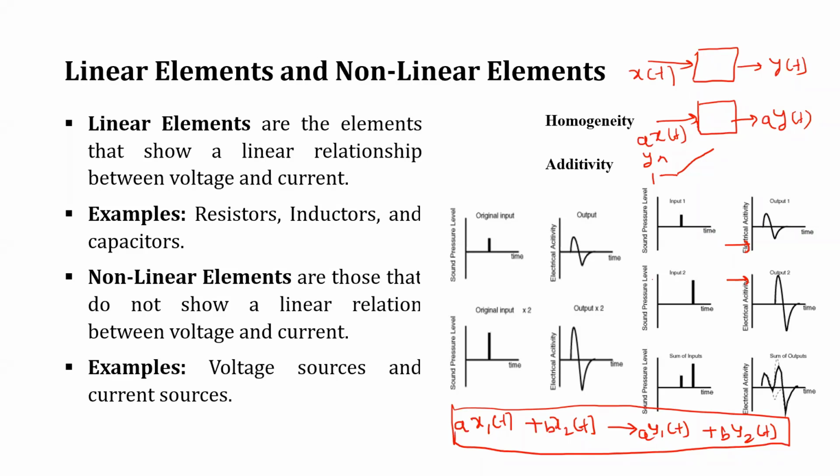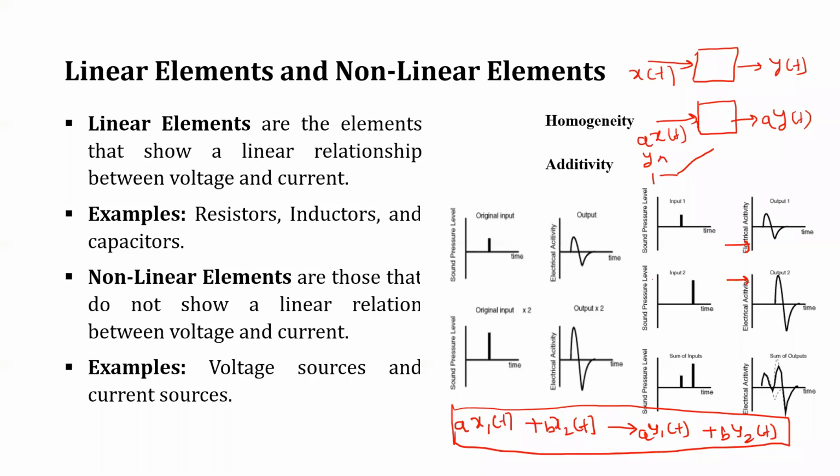Examples: voltage source and the current source. I hope you have understood linear and non-linear elements. If yes, I'll go ahead. If you want to say the given element is linear, it should follow two properties: homogeneity and additivity.